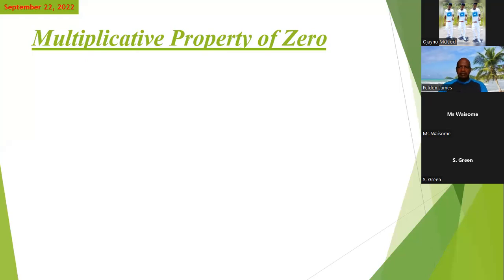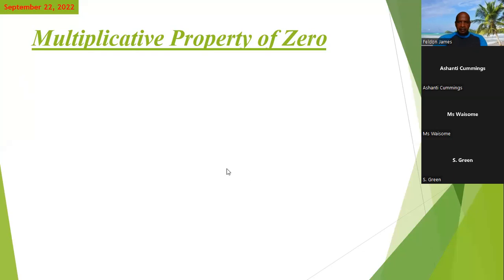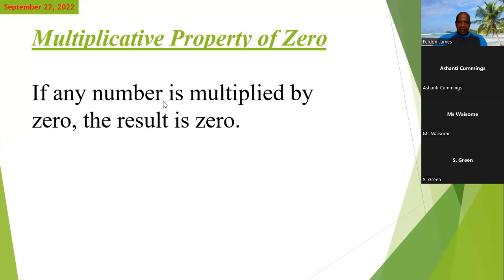All right, good. Seems like some of you have doubts. Now, that's a property of 0: if any number is multiplied by 0, the result is 0. So that is a property of 0. We call it the multiplicative property of 0.